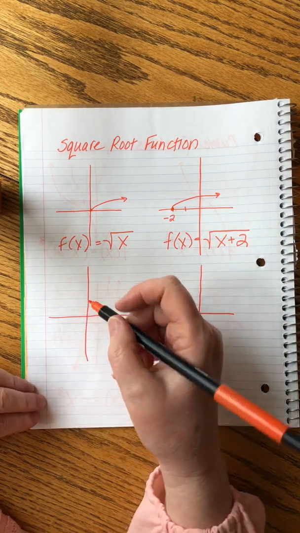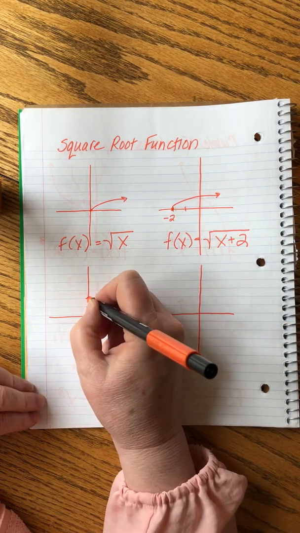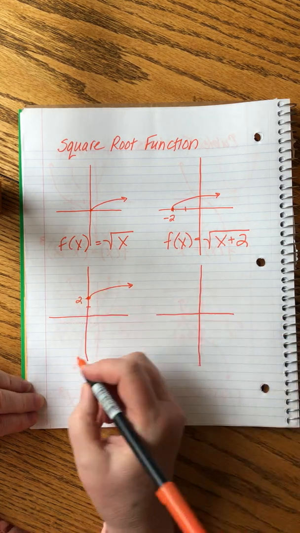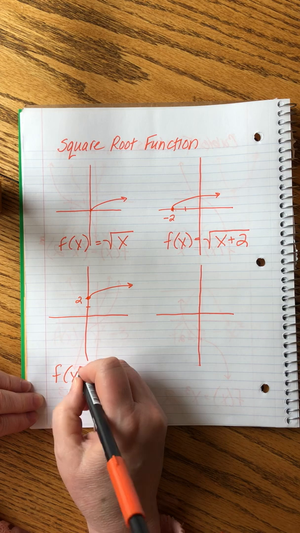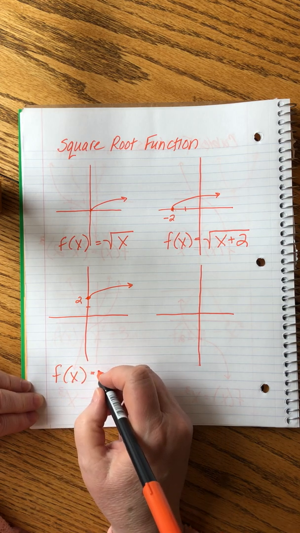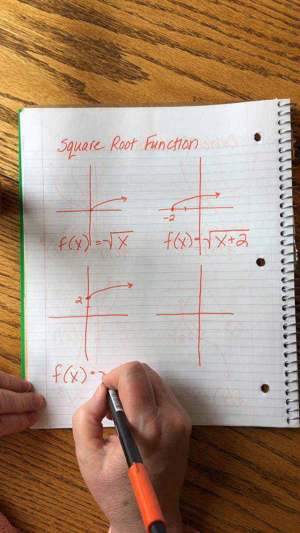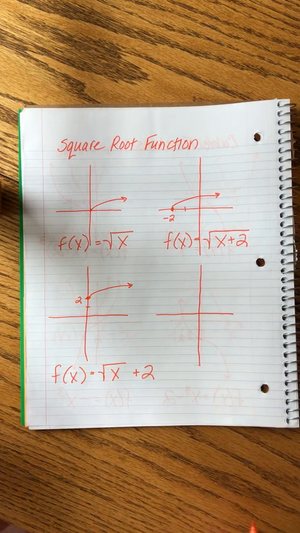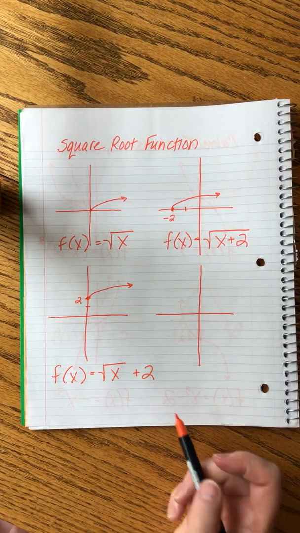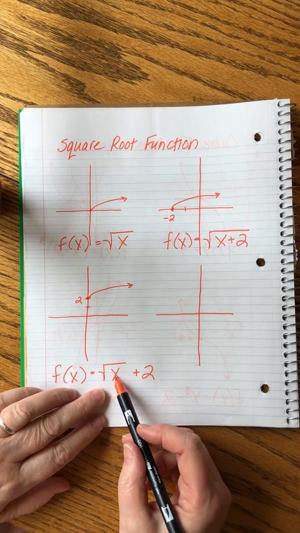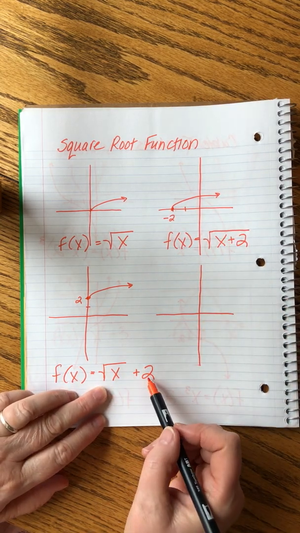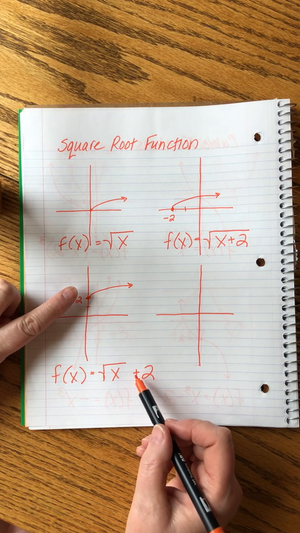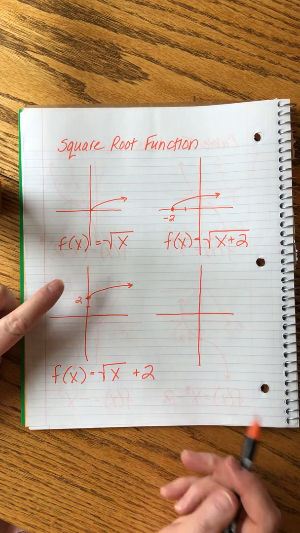What about if we wanted to go up 2? This is positive 2. This equation, the 2 is not up close to the x. The 2 stands alone, and this is positive 2, and this is positive 2. The sign stays the same.